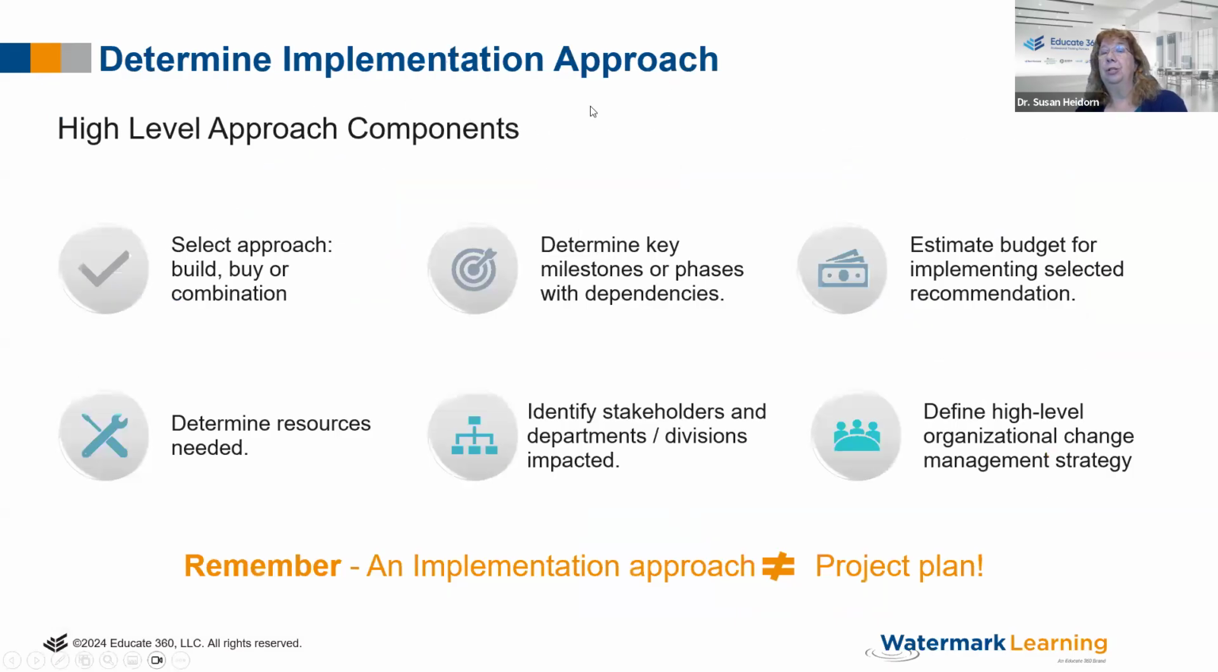High level approach, then you determine the implementation approach. Again, this is high level, it's not the project plan. So, select build, buy, or combination. Are we going to build it ourselves?